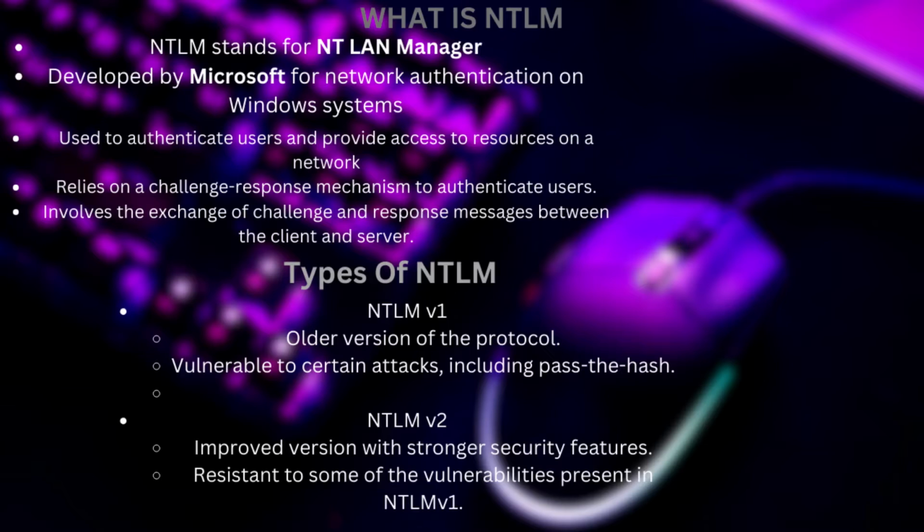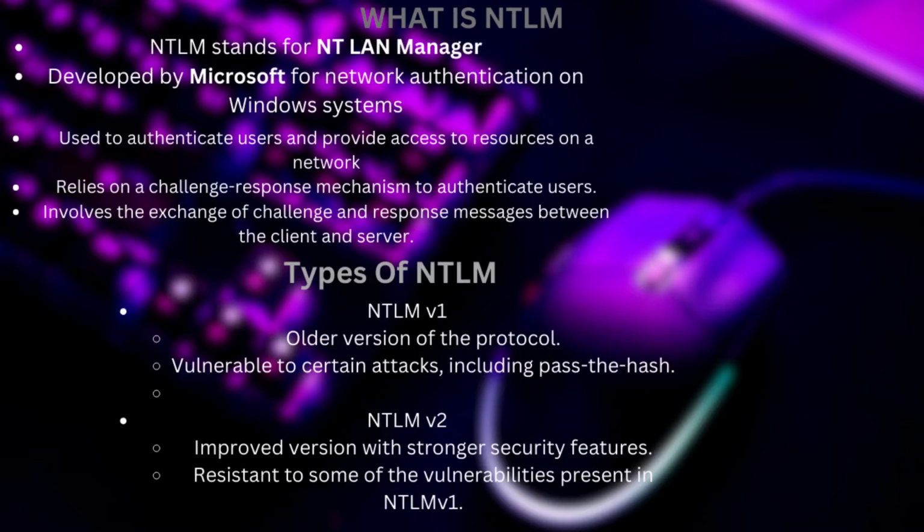Now we have different types of NTLM. We have NTLM v1 and NTLM v2. NTLM v1 is the older protocol version of NTLM, and it is pretty weak. I mean, very weak and short. It's vulnerable to certain attacks, including pass the hash, like I've listed here. We also have NTLM v2, which is an improved version with stronger security features, and it's also resistant to some of the vulnerabilities present in NTLM v1.